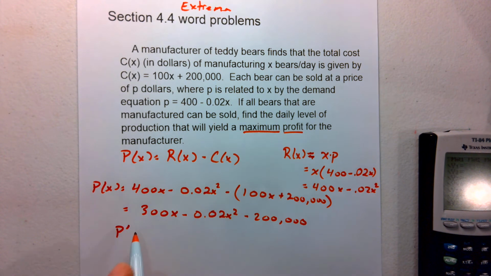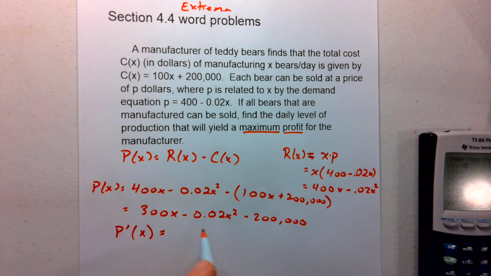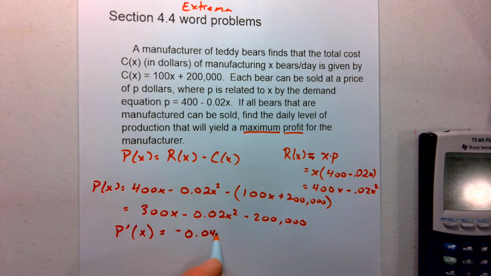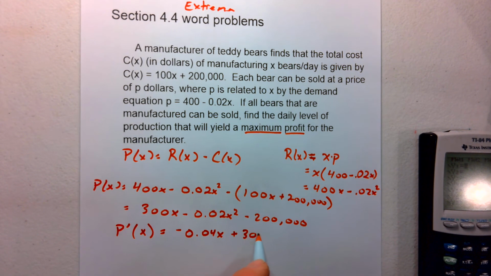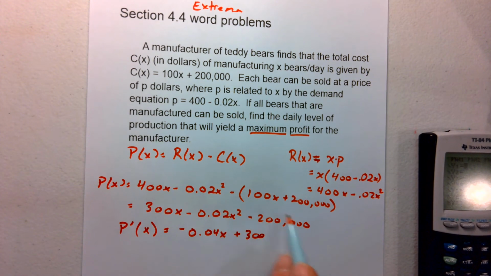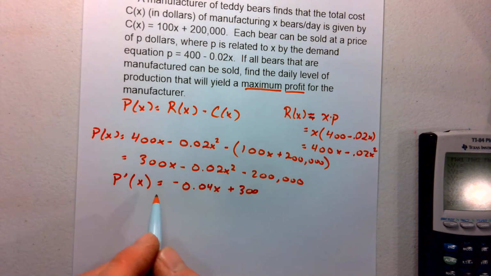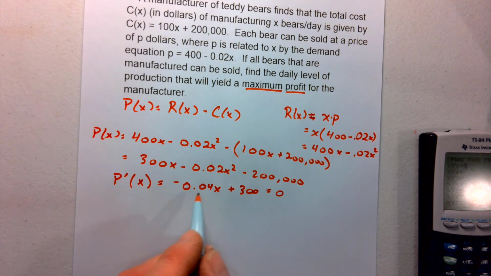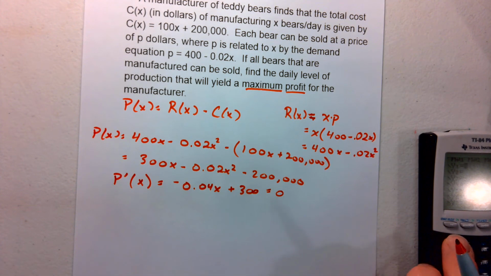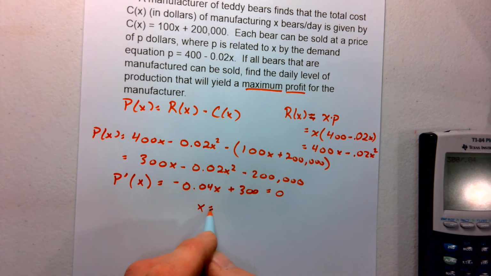My maximum, or my extreme, is going to occur when I find P prime. So my derivative, putting this in order now: the derivative of negative x squared over 200 is negative x over 100, then plus 300, since the derivative of 300x is 300, and the derivative of 200,000 is 0. We set this equal to 0 and solve. I take my 300 and divide it by the coefficient, and I end up with a value of x equals 7,500.